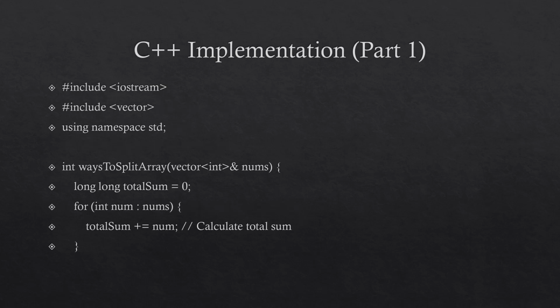Let's look at the first part of the C++ implementation. Here we include the necessary libraries and define the function waysToSplitArray. First, we initialize total sum to 0 and calculate the sum of all elements in the array.